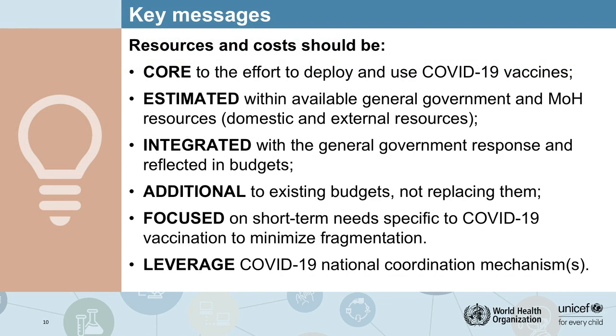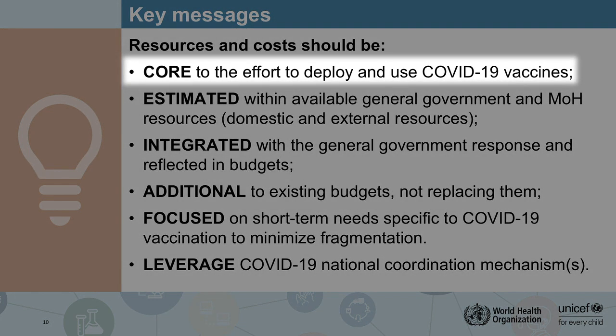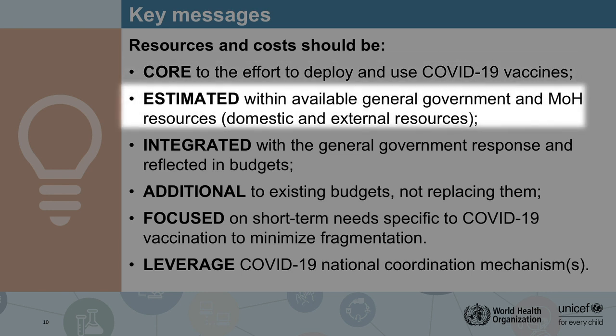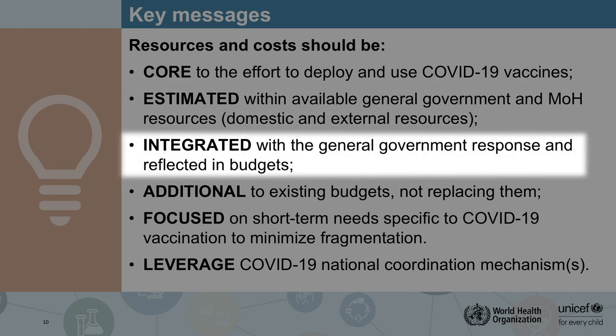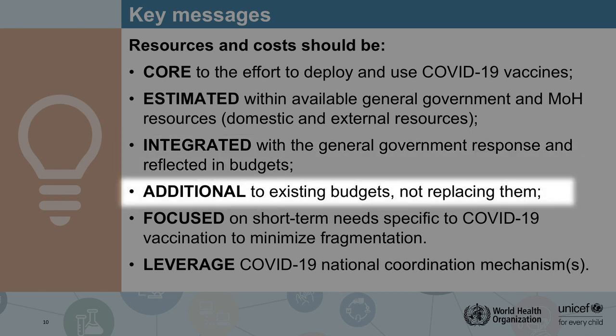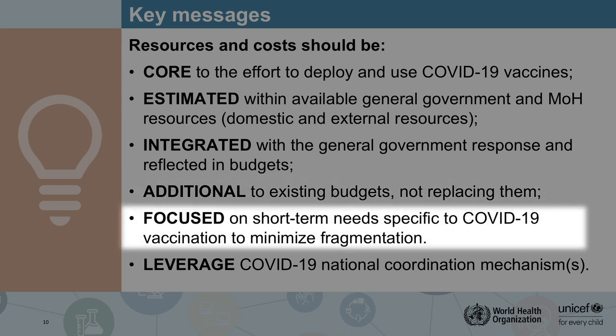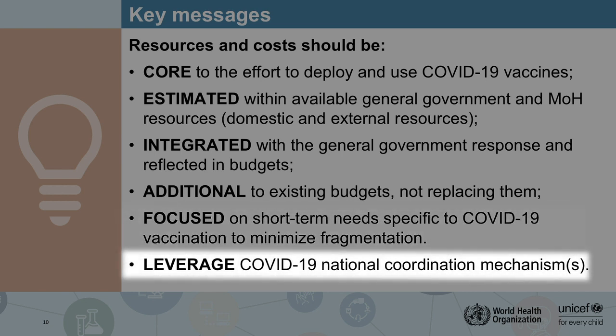Key messages. Resources and costs should be core to the effort to deploy and use COVID-19 vaccines, estimated within available general government and Ministry of Health resources, be it domestic or externally funded. Integrated with the general government response and reflected in budgets. Additional to existing budgets, not replacing them. Focused on short-term needs specific to COVID-19 vaccination and minimize fragmentation. Leverage COVID-19 national coordination mechanisms.